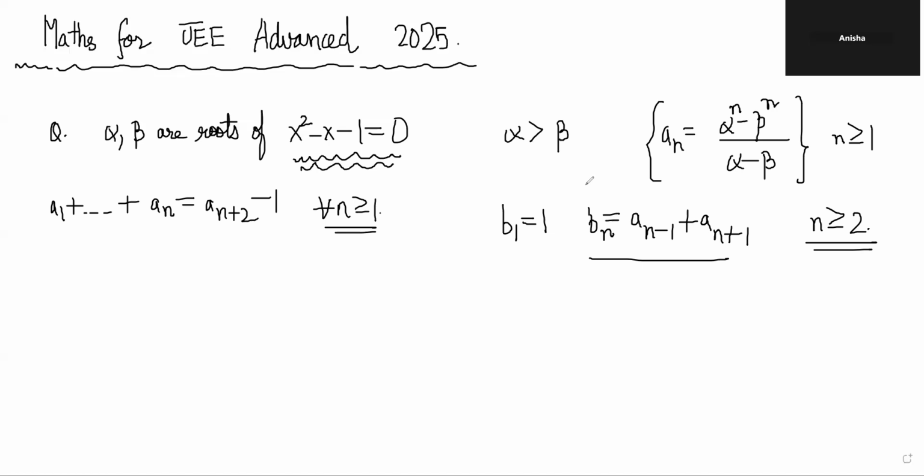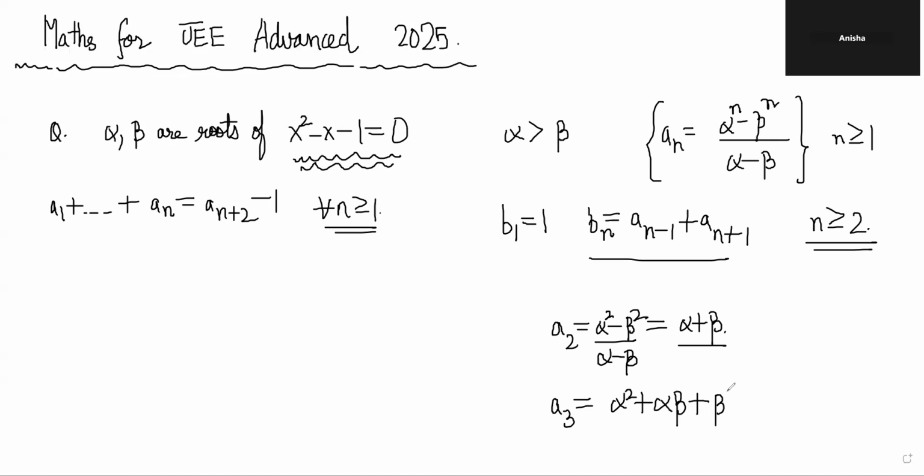Yes, sir. I used the sum of roots and product of roots when finding a1, a2, a3. For a2 it was (alpha squared minus beta squared) by (alpha minus beta). I opened it as (alpha plus beta) into (alpha minus beta) by (alpha minus beta), and that became the sum of roots. Then for a3, it was (alpha minus beta) whole cube plus 3 alpha beta into (alpha minus beta). So alpha minus beta got cancelled everywhere.